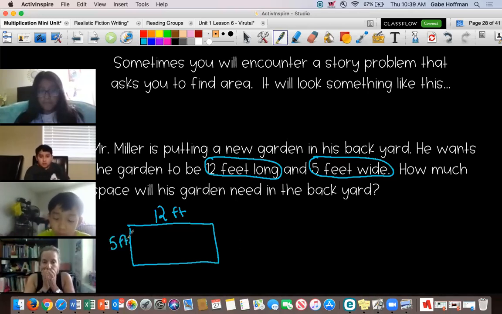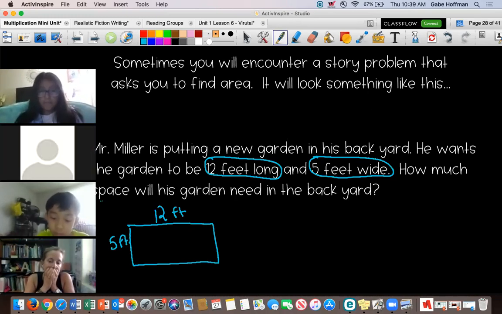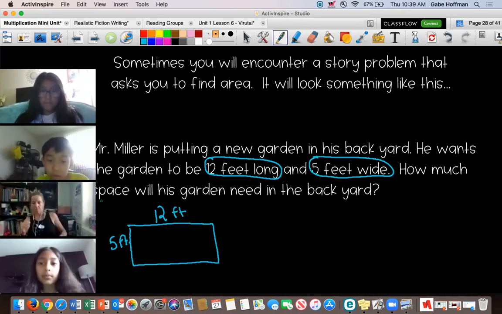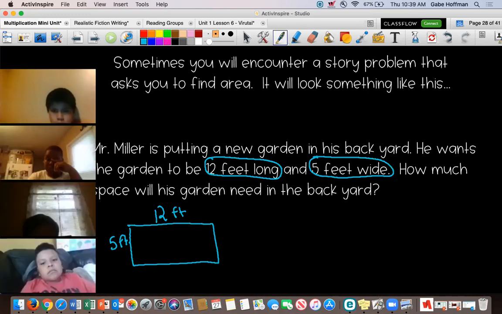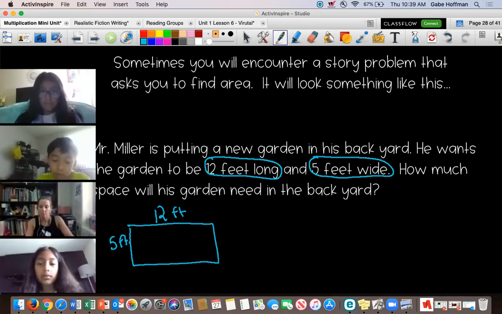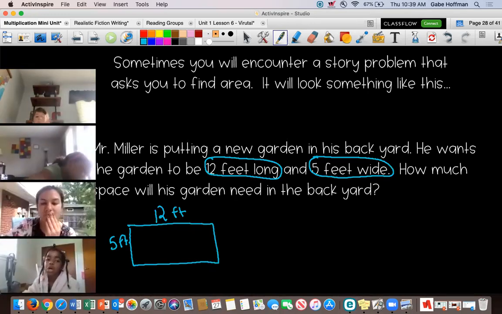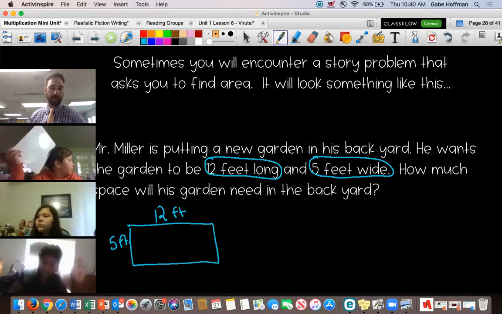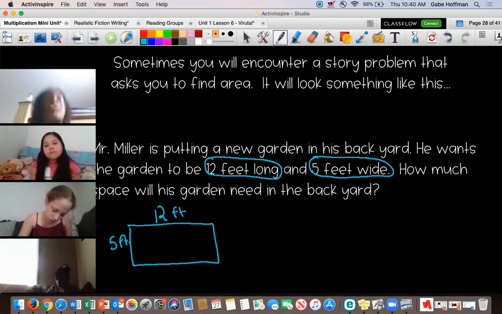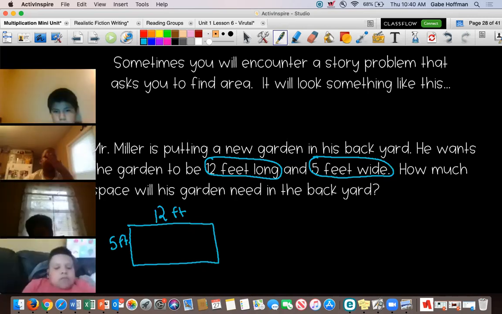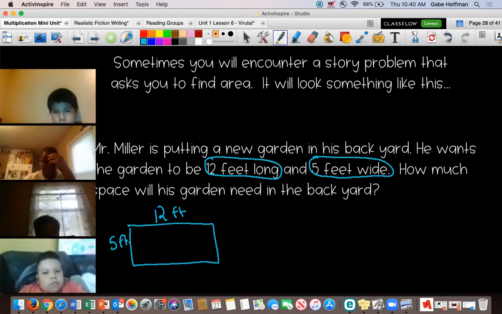And then what am I going to do to solve it? Alex, what am I going to do to find the area of that rectangle? Think about what we have done so far to find the area of rectangles. Who can help them out? What are we going to have to do? Eric, what are we going to have to do to find the area of that rectangle?